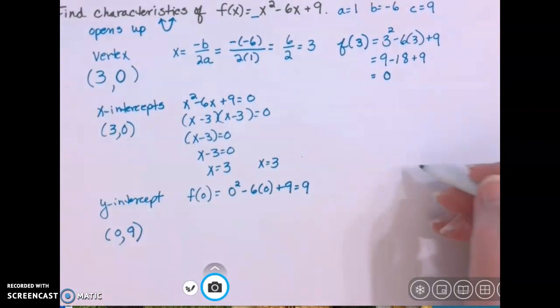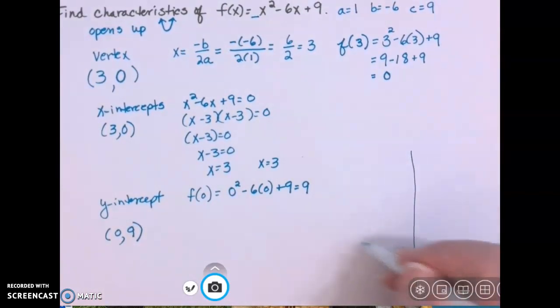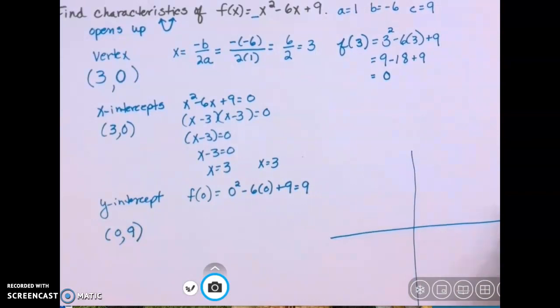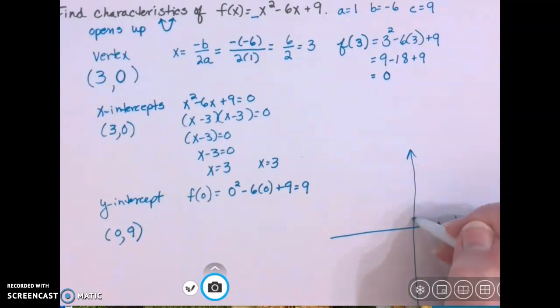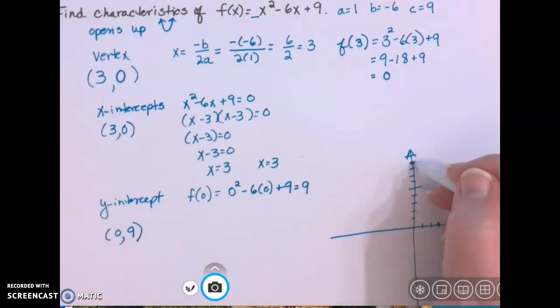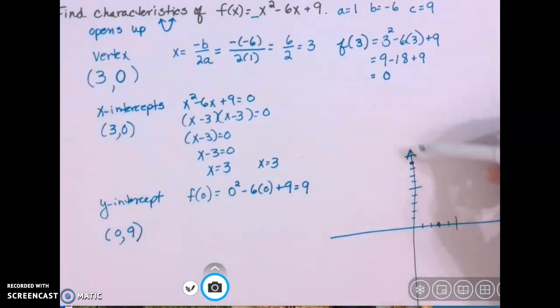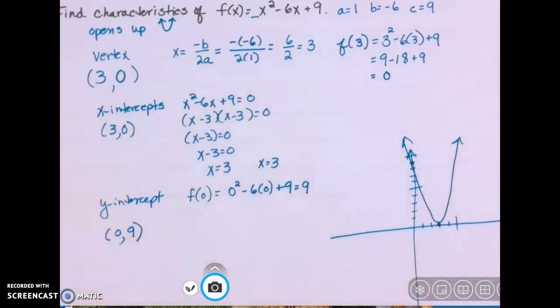Now, we have enough information to graph this. And I'm just going to do a quick sketch here. Remember, we're just sketching these. We're not trying to plot points. So I know that it crosses the x-axis at, well, it doesn't cross, does it? 1, 2, 3, 4, 5. So it's touching there, and then it's crossing the y-axis at (0, 9). So it's going to look something like that. We know that it opens up.